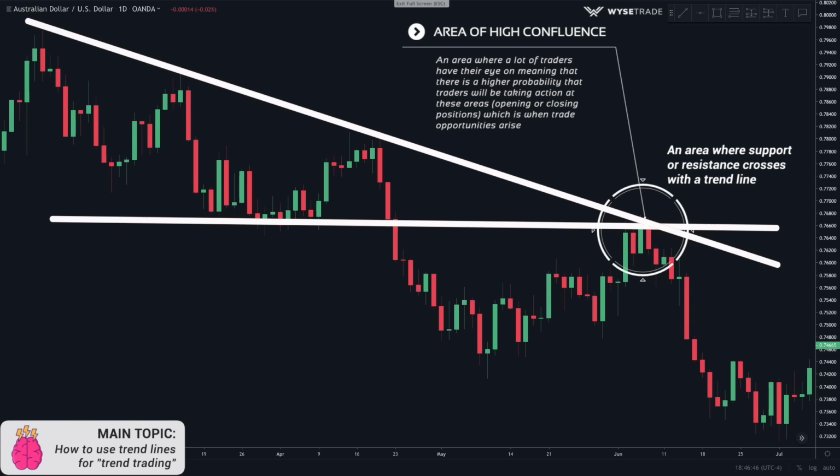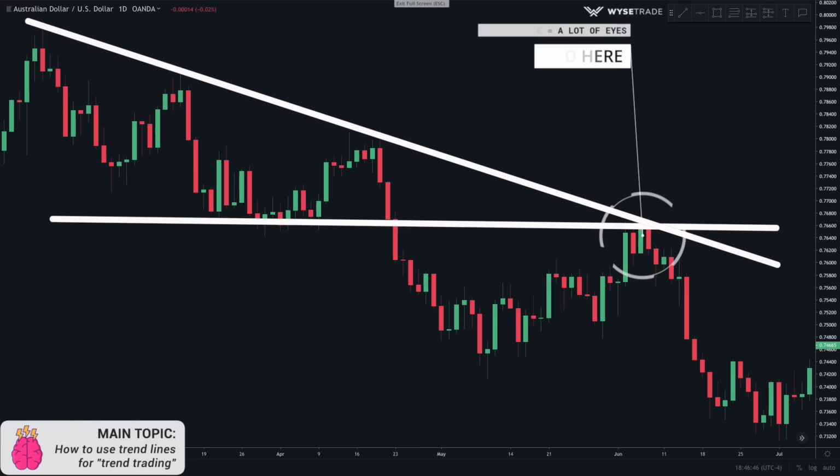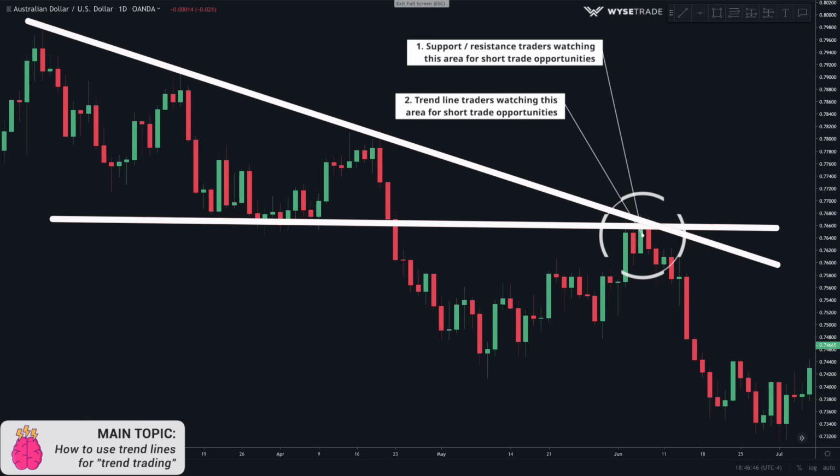So let's take this one step further. This area is of high confluence because different schools and types of traders are all watching it. First, you would have support and resistance traders eyeing this area for possible short trade entries. Second, you would have trendline traders eyeing this area for possible short trade entries. Third, you would have price action and candlestick traders eyeing this area for possible short trade entries.